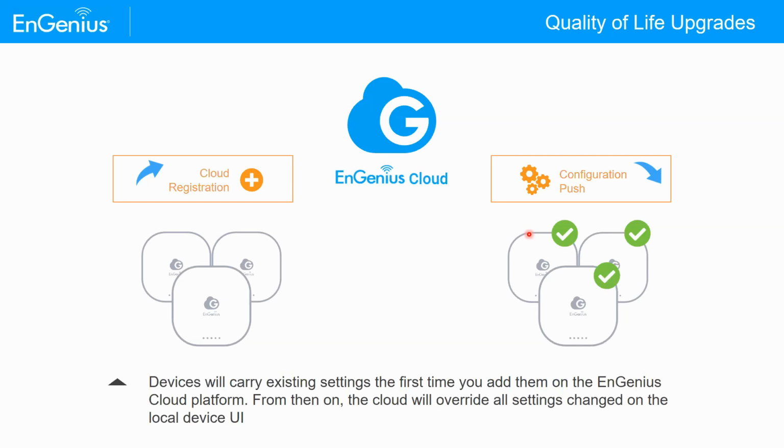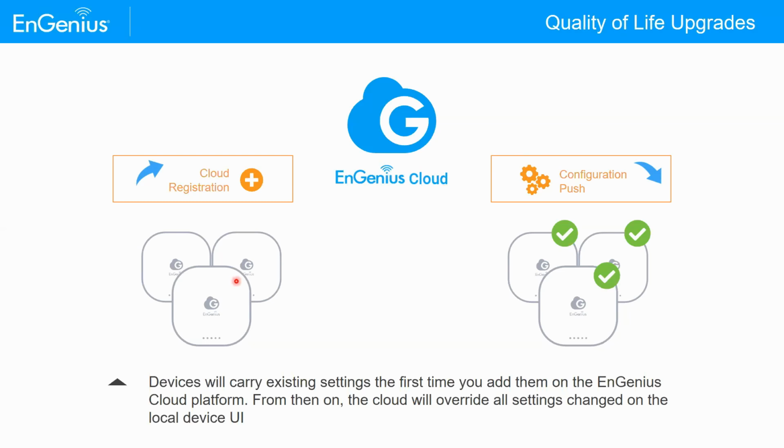But afterwards, once the cloud is already managing those devices, whatever you do on the local side would be overridden by the cloud side. I hope I'm making sense here. So again, if you have a new AP, or let's say, okay, let's talk about a switch.